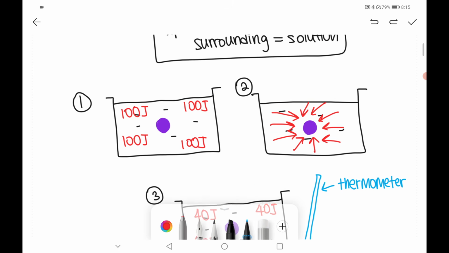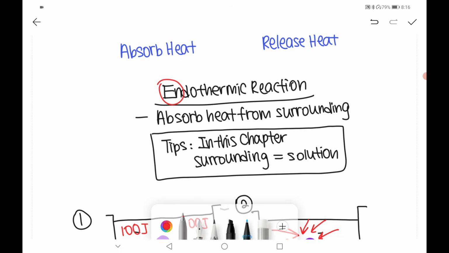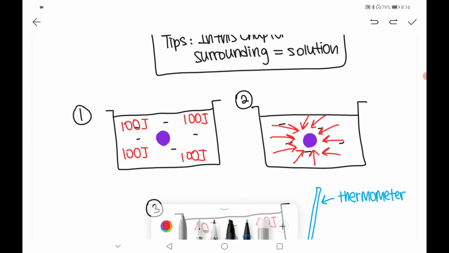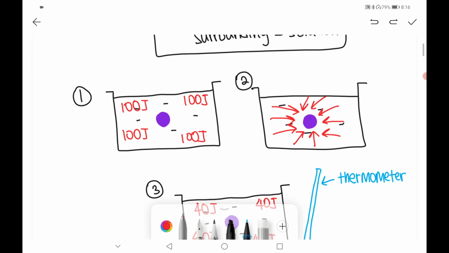Now if this is endothermic reaction, endo stands for enter. So now the heat will enter the chemical substance. This chemical substance will absorb the heat from the surrounding. Look at it. The energy from the surrounding is absorbed by the chemical substance. So that is what happened.